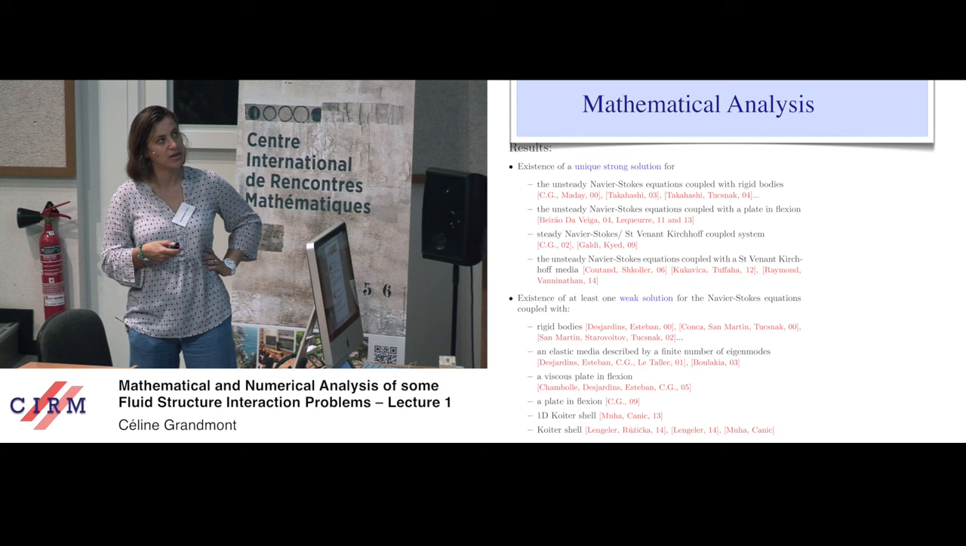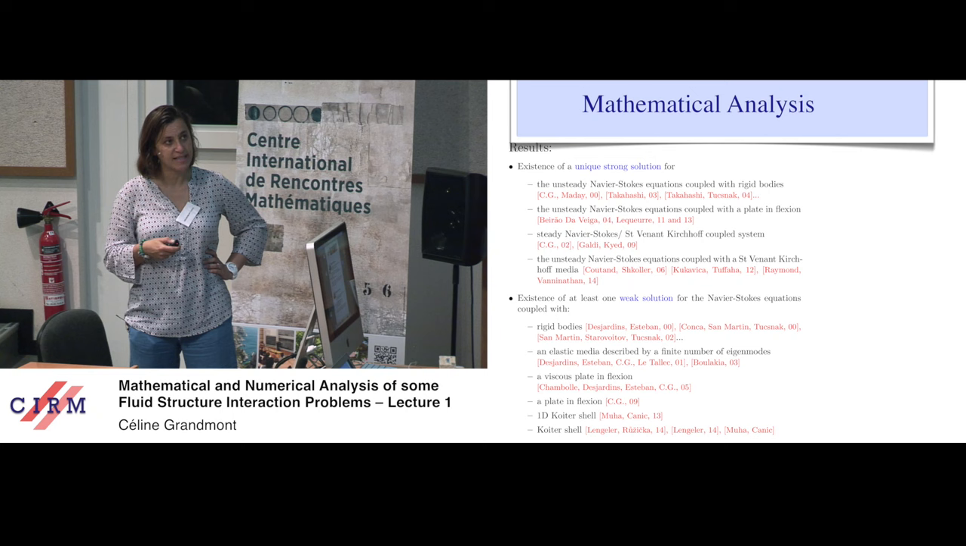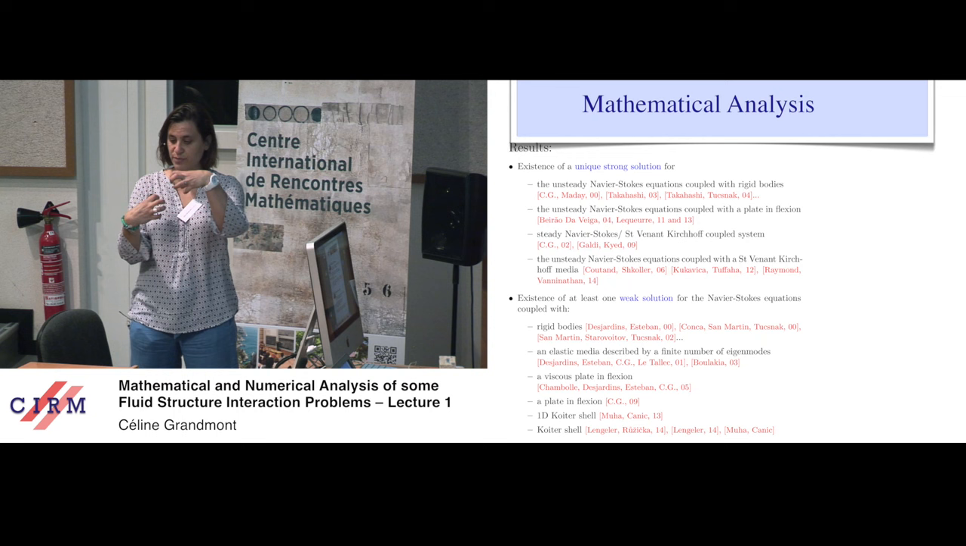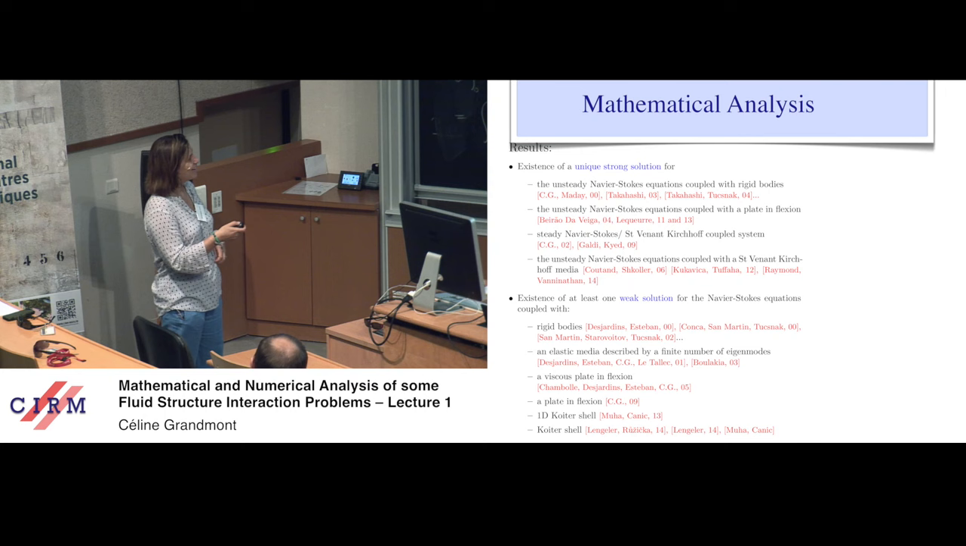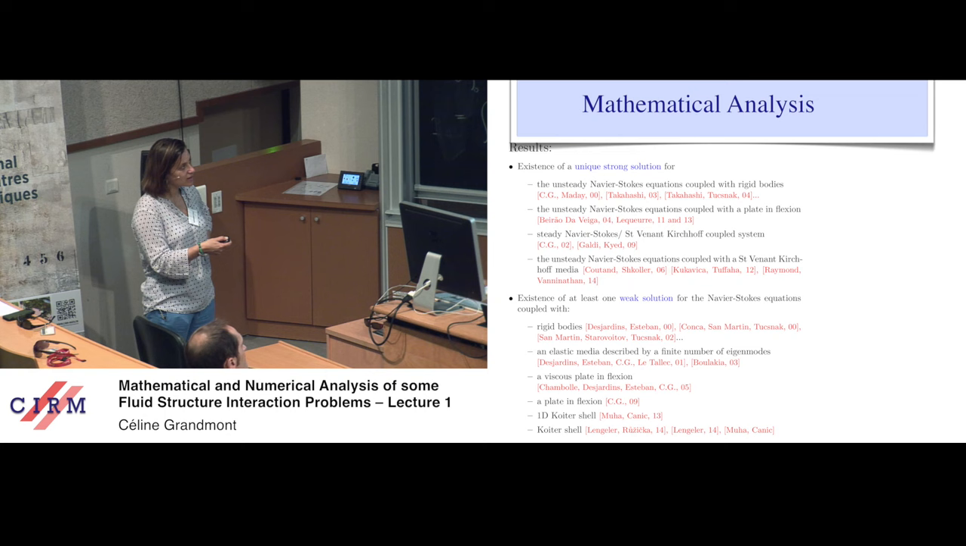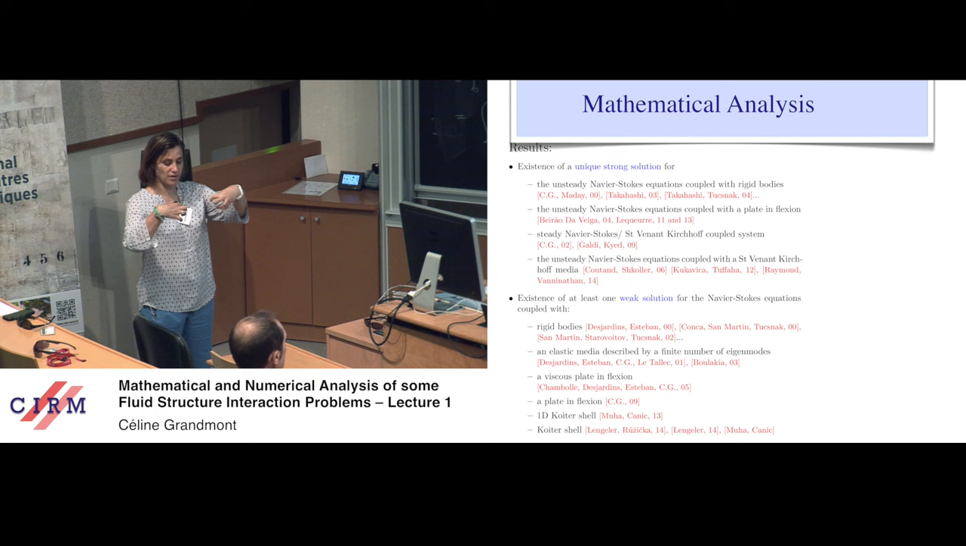And concerning the existence of weak solution, you have also a lot of results, mostly in the rigid body case. In all these results, you assume that the rigid bodies do not collide. Except in this paper, where they prove existence of a weak solution after contact. So they give a sense to the weak solution after contact. And after contact, the solids evolve and they are stuck together. So this is not a really physical solution, but this is a mathematical solution.